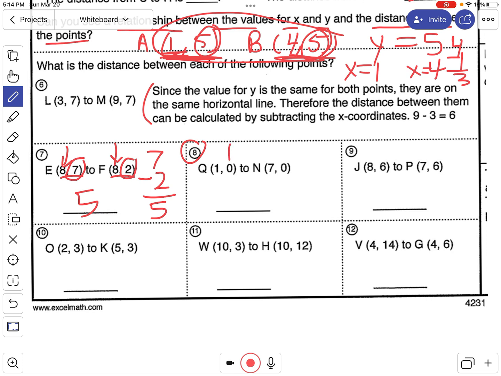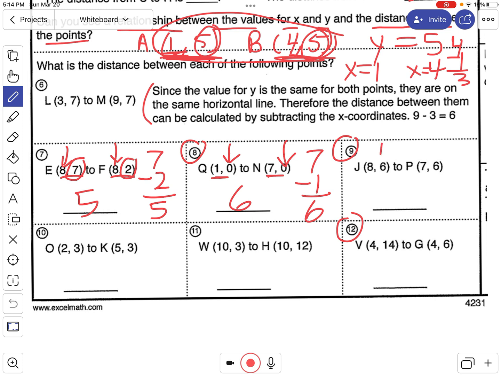So on number 8, Y is the same. There's 0 and 0 on both of them. The X is different, 7 and 1. So you're going to subtract 7 minus 1 to get 6. All right, I think you probably get it. It's just a little subtraction problem. Go ahead and do 9 all the way to 12. All 4 of those problems. Pause the video, turn it back on when you're ready for the solutions.